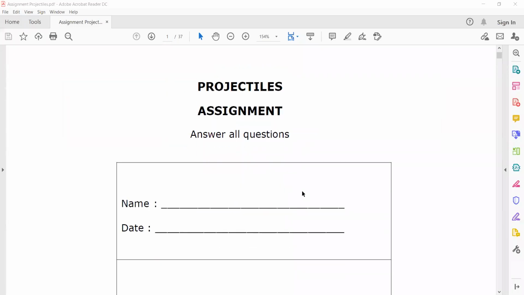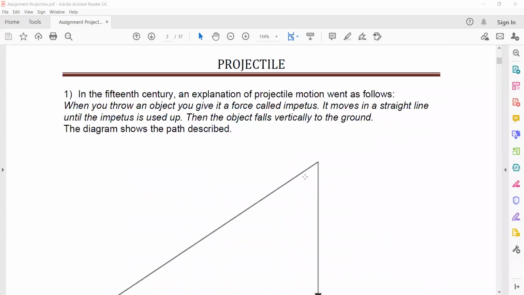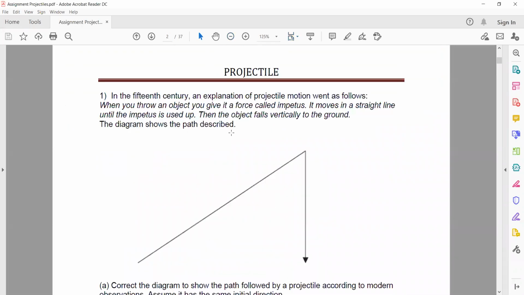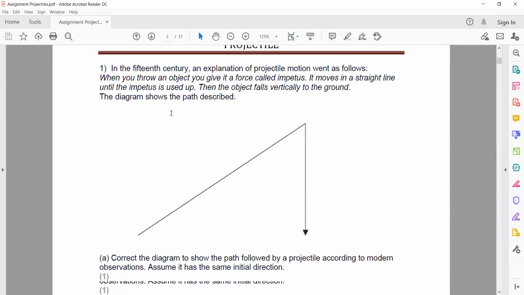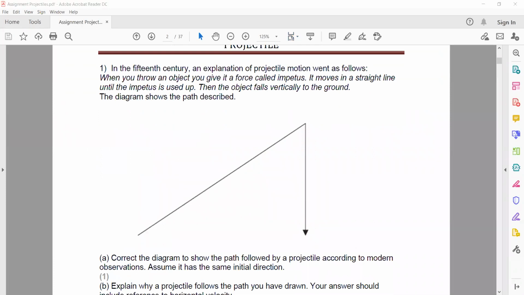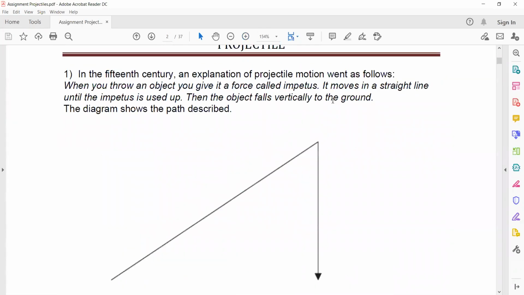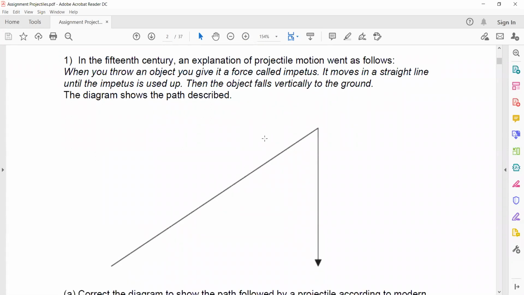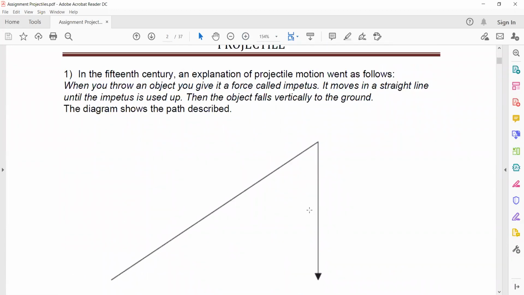So, questions related to projectile. In this question, in the 15th century, an explanation of a projectile went as follows. The physicists explained that when you throw an object, you give it a force called impetus. It moves in a straight line until the impetus is used up. Then the object falls vertically to the ground. So this was the 15th century explanation of the projectile.